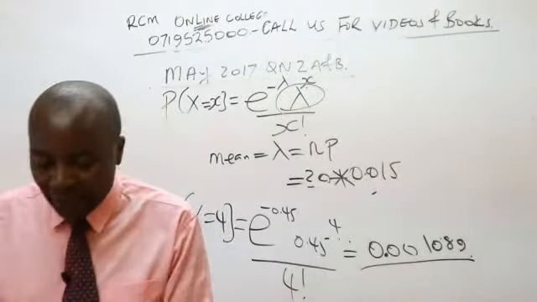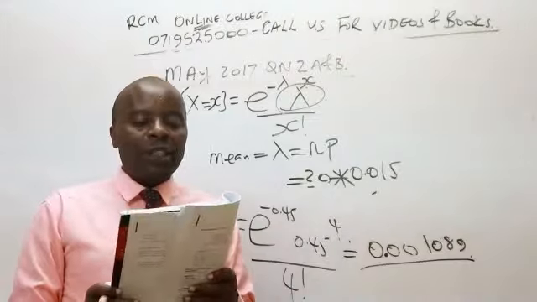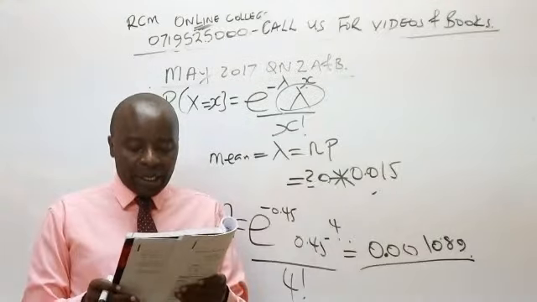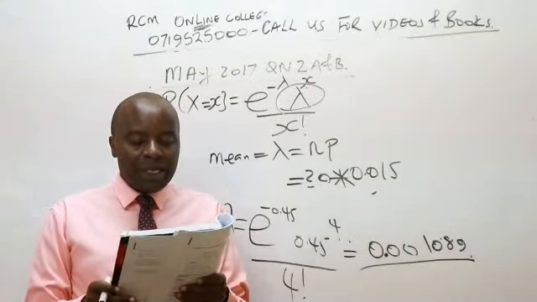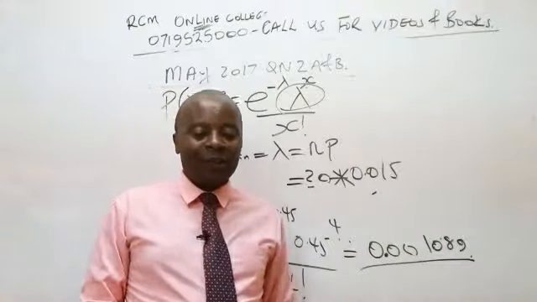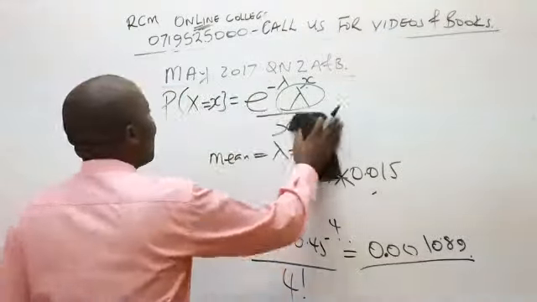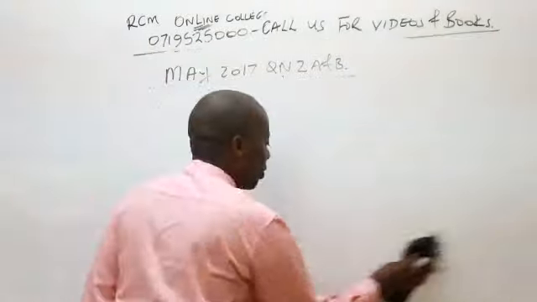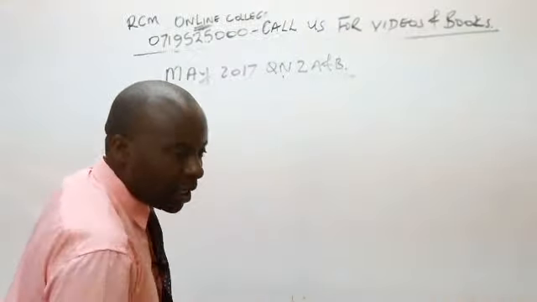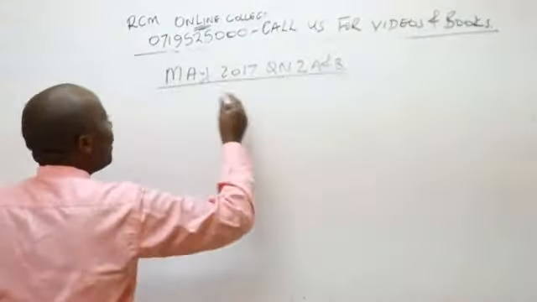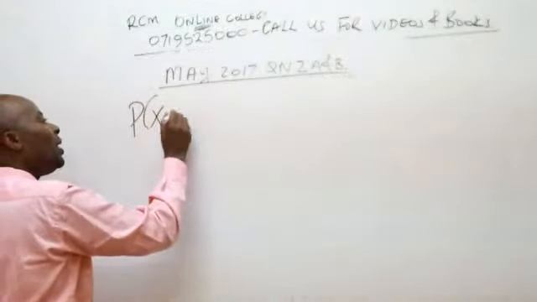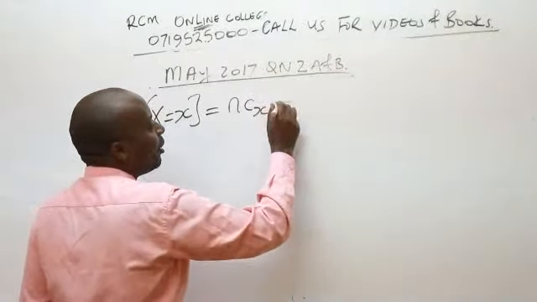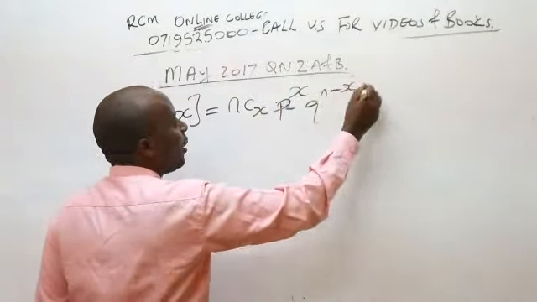Now we go to number 2 straight away, where they want us to evaluate the same probability, but this time around using the binomial probability distribution. Binomial is very easy. It is n combinations x, times p raised to x, times q raised to n minus x.